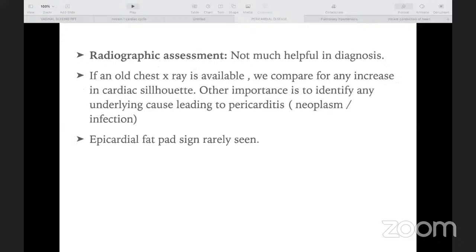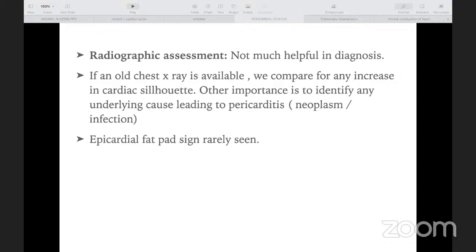Radiographic assessment is not much helpful in diagnosis. If old chest X-rays are available, we can compare for an increase in cardiac size. Another important step is to identify any underlying cause leading to the pericarditis, such as the different causes, as well as neoplasm and infection. Epicardial fat pad sign is rarely seen. Now, what is the epicardial fat pad sign? That we'll discuss in the coming slide.